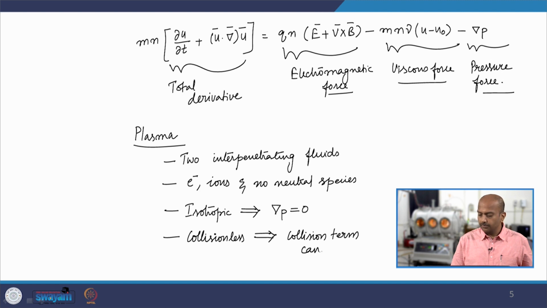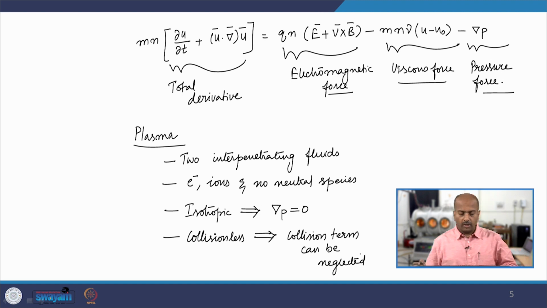Collision term can be neglected, right. So, when we want to establish the complete set of governing equations for plasma as a fluid, we need to make these assumptions.